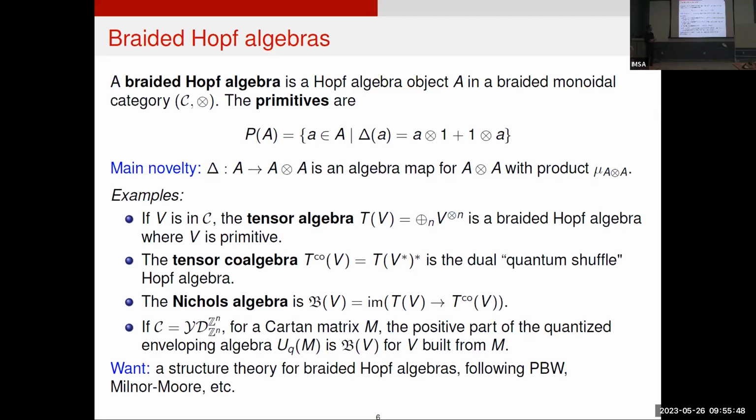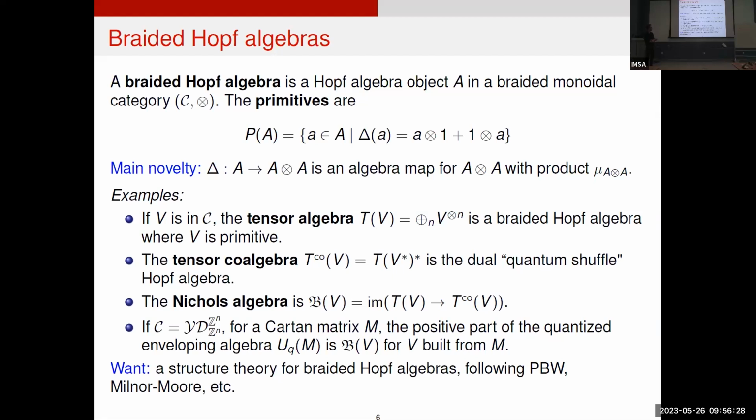Its dual is also a Hopf algebra, sometimes called the quantum shuffle algebra. Sorry, what does it mean to be primitive? That V equals its span of the primitives? So V is contained in the primitives, but it is not equal to the primitives. Okay. The primitives in the tensor algebra are quite large. In the classic setting, when V is in the symmetric category, the primitives in the tensor algebra are the free Lie algebra on V.